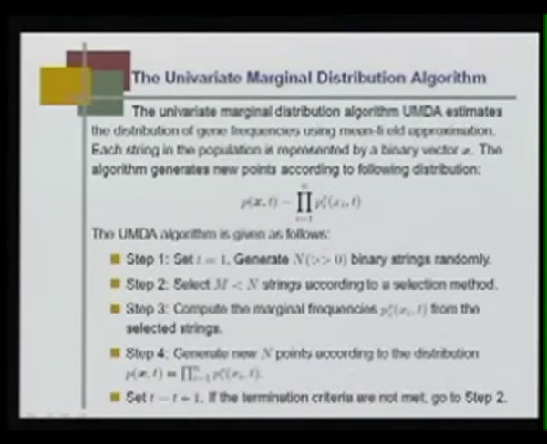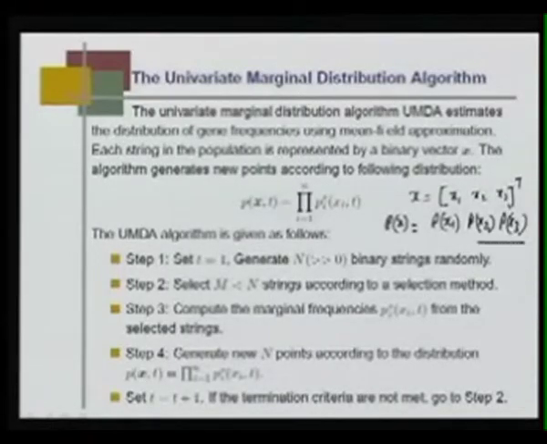So, what is the meaning of this? If x is a vector of x1, x2 and x3, then P(x) is simply P(x1), P(x2), P(x3). This is called mean field approximation in probability theory. So, the joint probability distribution is computed simply by multiplication of the individual or marginal distributions.